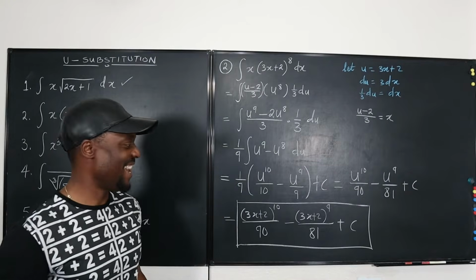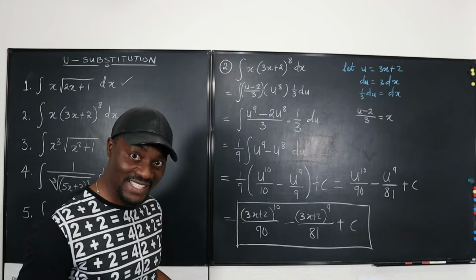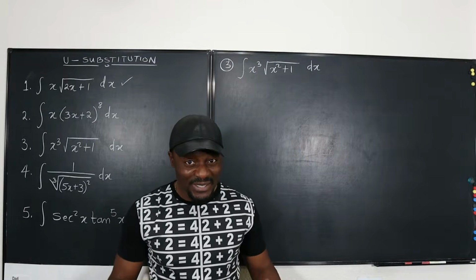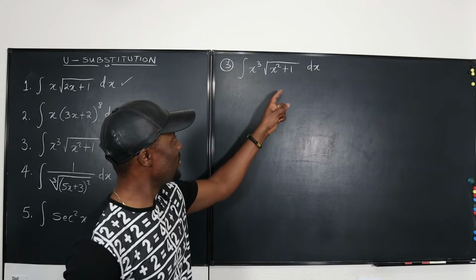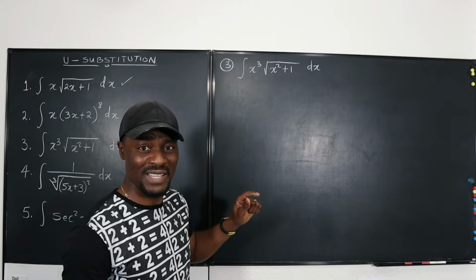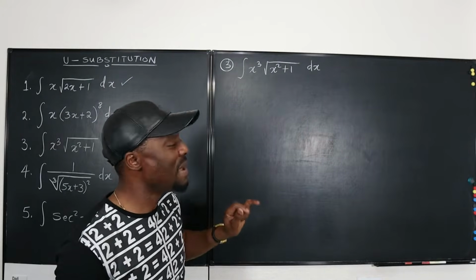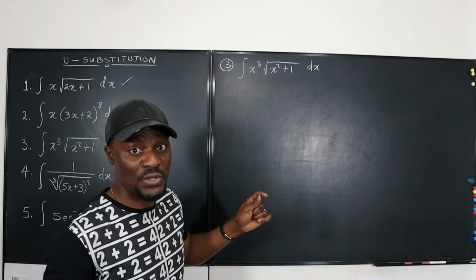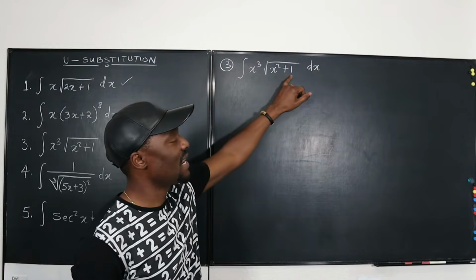Okay, let's go to the next one. So you see how easy this is? Let's go to the next one. Okay, for this one, it's a little different because when you take the derivative, I'm just trying to see. Let's try and take the derivative first. Remember, you don't know what's going to happen until you first take the derivative of your u, and your u is that thing that is locked up.